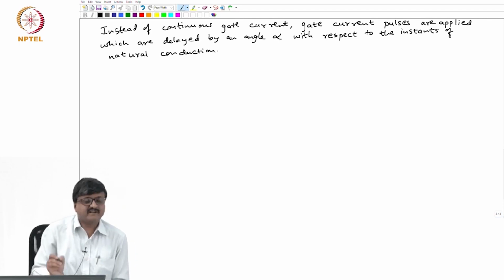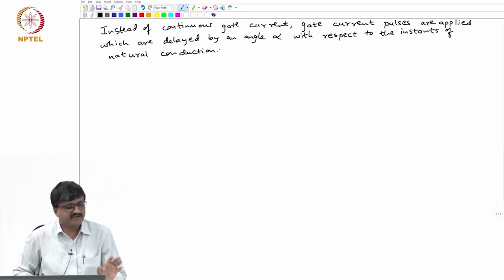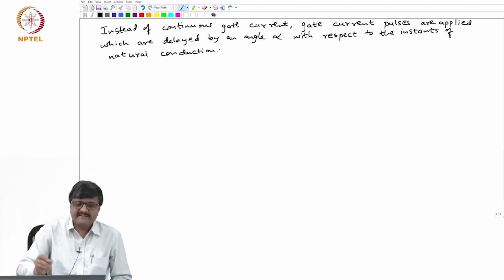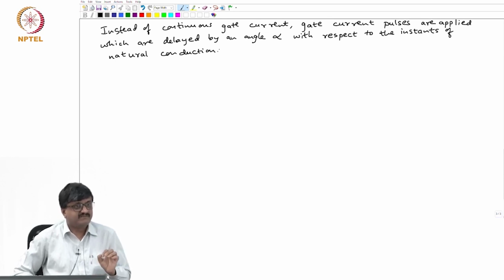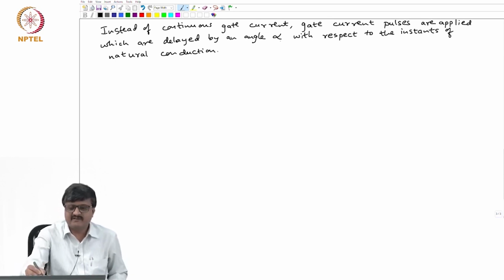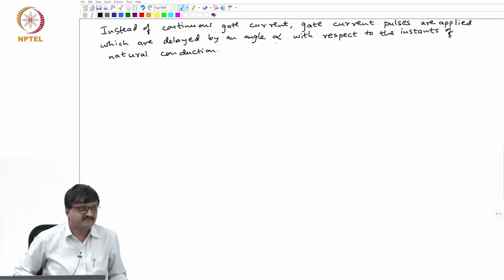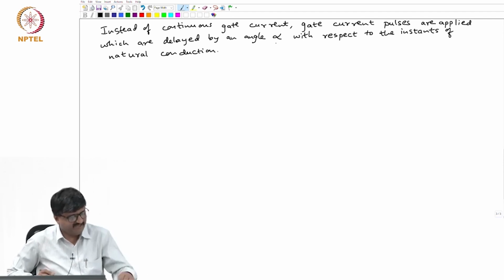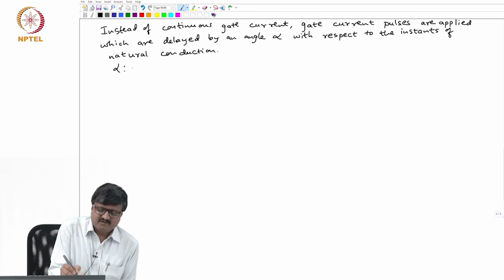So, for this converter there are 6 thyristor valves. So, that means there are 6 instants of natural conduction. Now, for each thyristor valve we delay the instant of gate current pulse by the same angle. Please note this alpha is not different for different valves. So, alpha is the same for all the valves. For all the 6 valves the delay is the same. So, that is denoted by alpha. There is a name for this: alpha is called the delay angle.